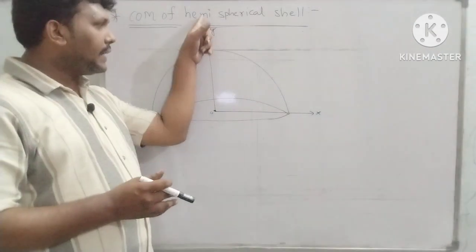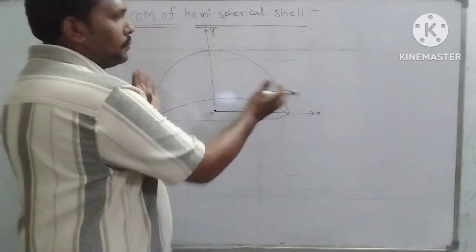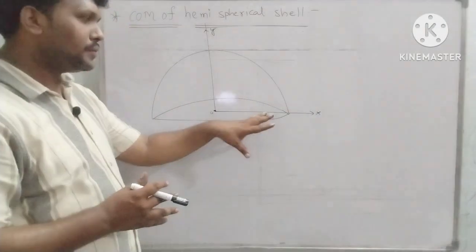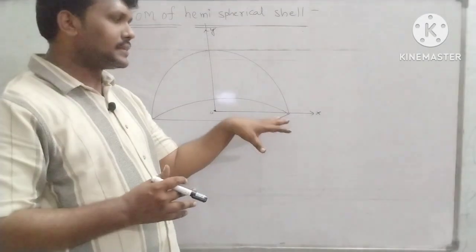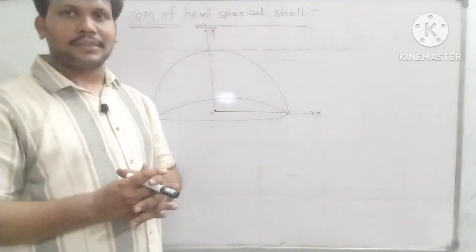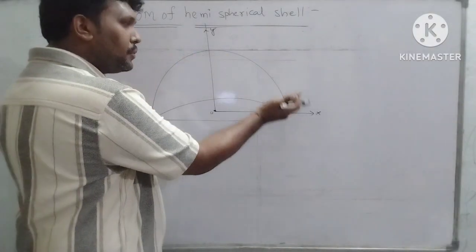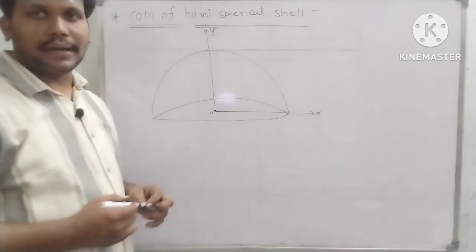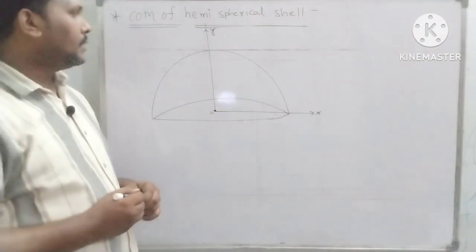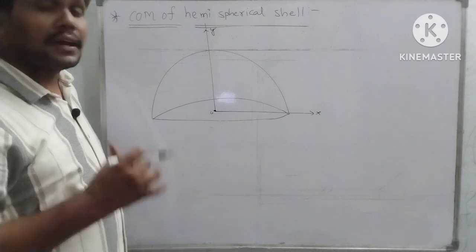The reason is that on either side of the y-axis, the mass is distributed uniformly. Okay, not from the y-axis, from the x-axis, the mass is not distributed equally. But on either side of the y-axis, the mass is distributed equally. So that is why the center of mass will be located on the y-axis. Know that very clearly.